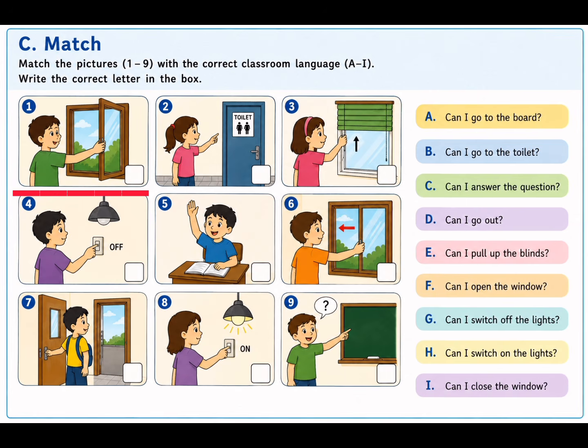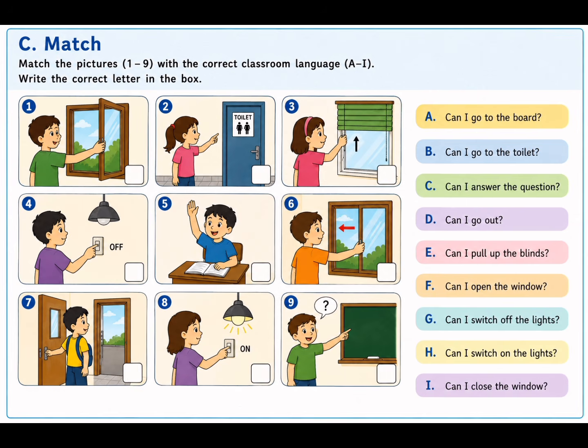Picture 1, the student is opening the window. Which sentence matches this picture? Picture 2, the student wants to go to the toilet. Find the correct expression. Picture 3, the student is pulling up the blinds. Match it with the correct sentence. Picture 4, the student is switching off the lights. Which expression is correct? Picture 5, the student is raising a hand because they want to answer. Match it with the correct classroom language. Picture 6, the student is closing the window. Find the correct sentence.